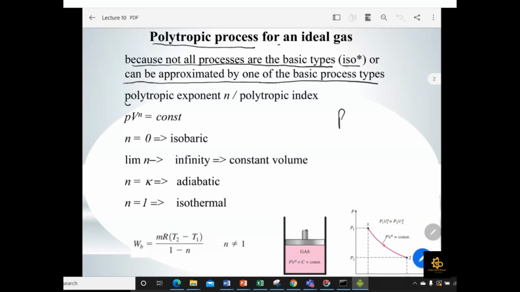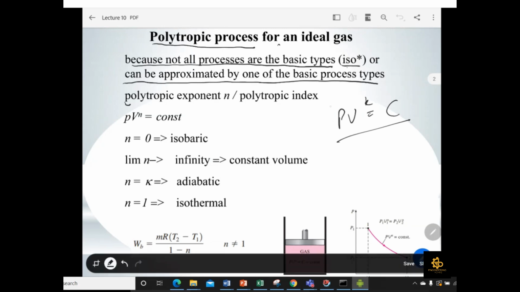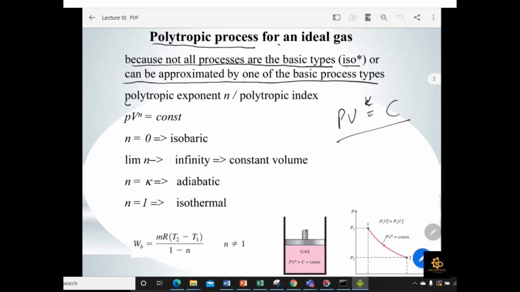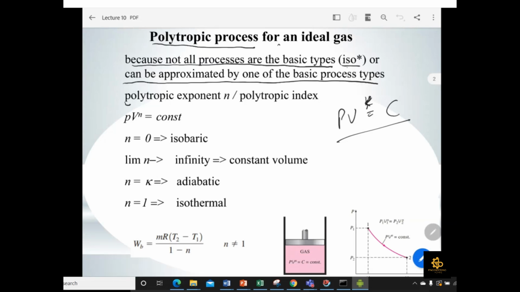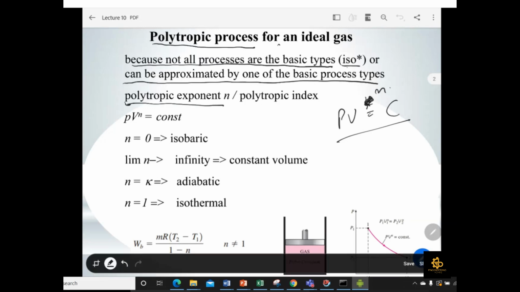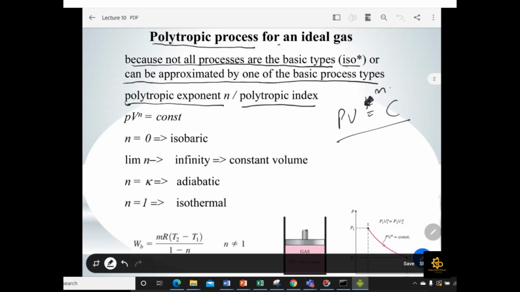Okay, and in order to define your actual process, previously you already know that we use PV^k equal to constant for isentropic processes. Any isentropic process we can represent with this equation, where k is the specific heat ratio. But here, in order to deal with the actual cycle, we delete this k and replace it with n, and that n is called the polytropic exponent, or it can be called the polytropic index as well. Okay, so what is the meaning of this n? This n has different meanings.